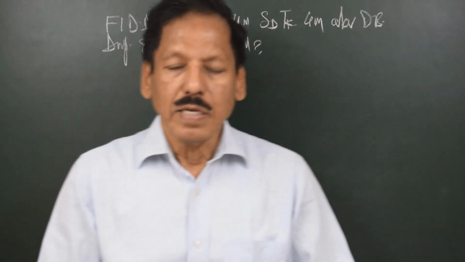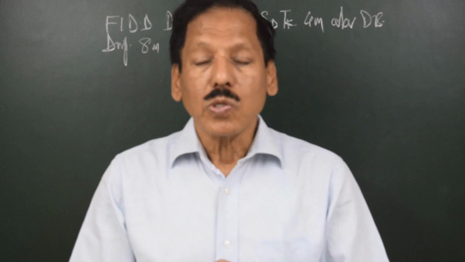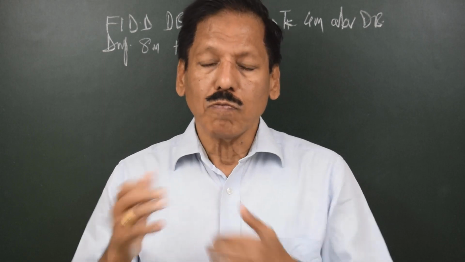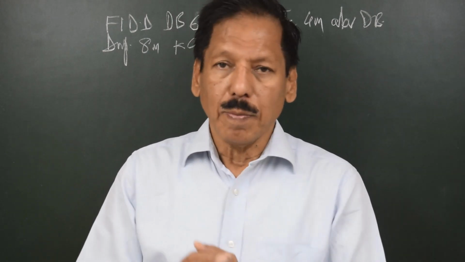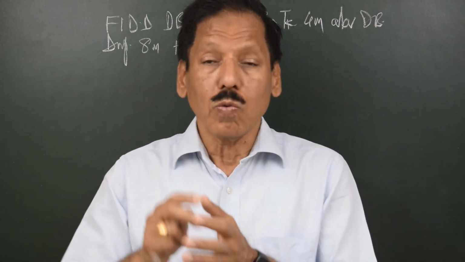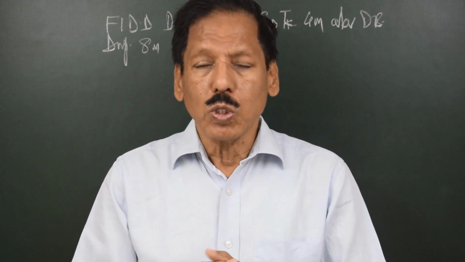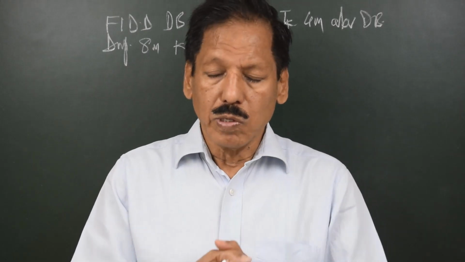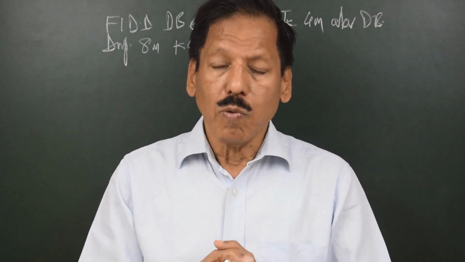This is Captain Chaudhari. In my series of videos on basic stability calculations, today I'm going to discuss the importance of the use of moment of inertia of waterplane area in finding out the BM, and hence the stability of the craft. Basically, BM is equal to I upon V. That is, the vertical distance between the center of buoyancy and metacenter is equal to I upon V, that is, moment of inertia of waterplane area divided by underwater volume.